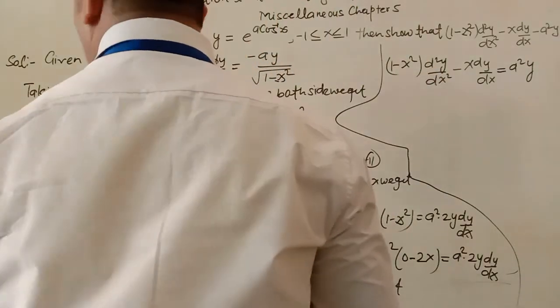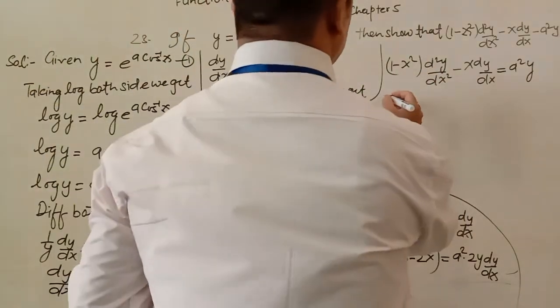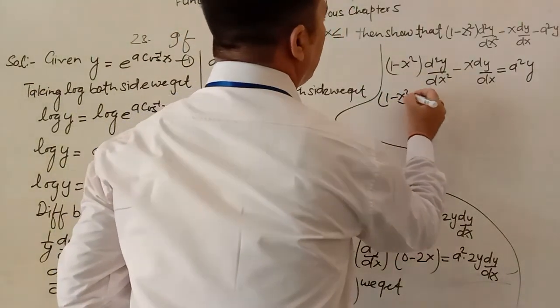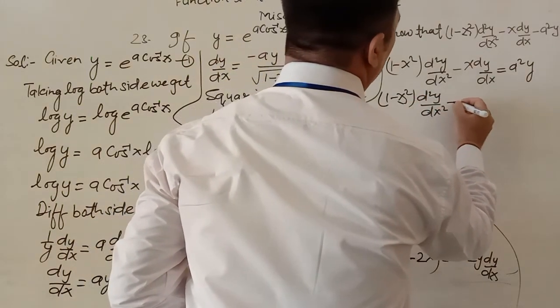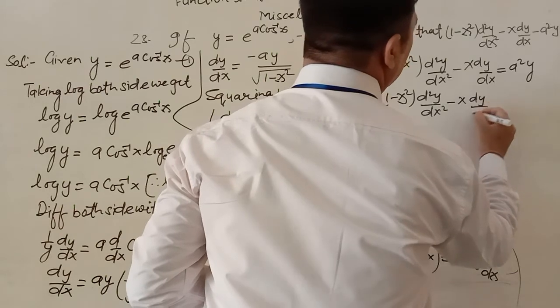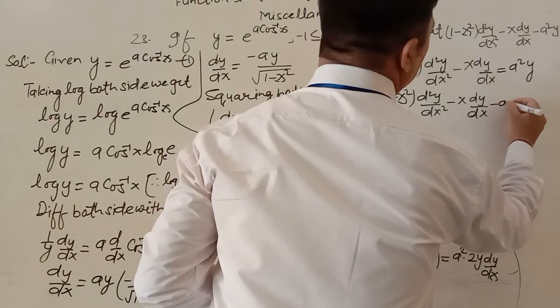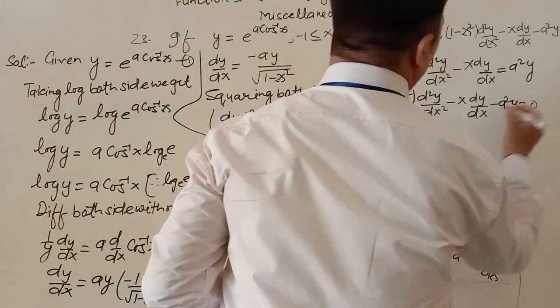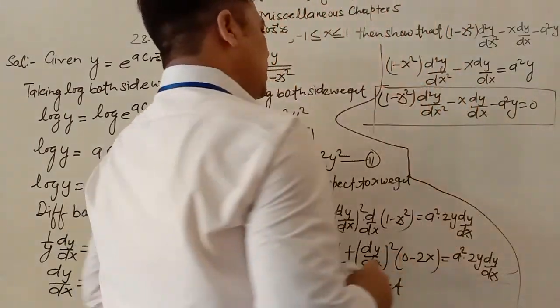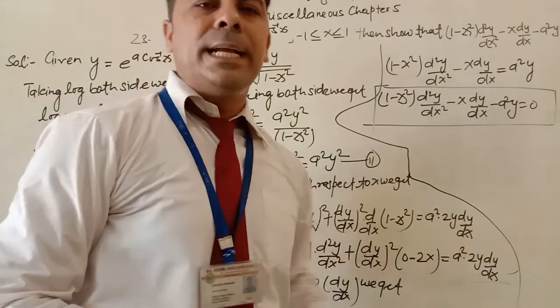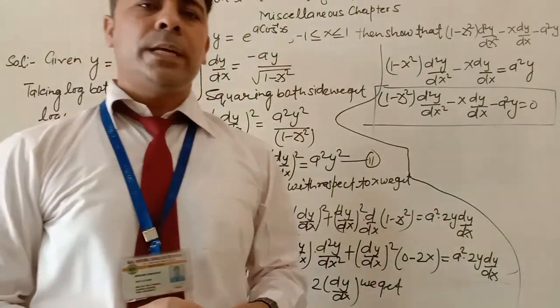Taking out a square y in LHS, you will get 1 minus x square d2y upon dx2 minus x dy upon dx minus a square y is equal to 0. It is proved. Thank you, students.